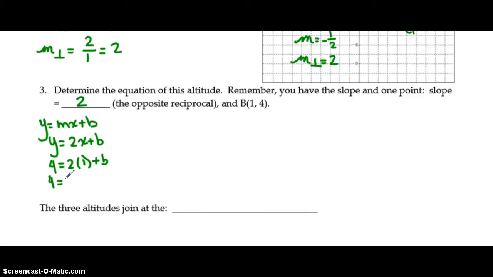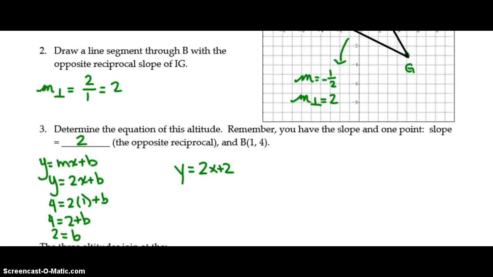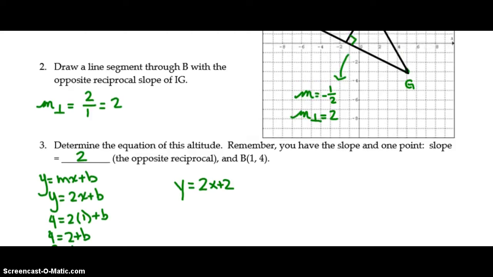2 times 1 is 2. And if you subtract 2 from both sides, b is equal to 2. So the equation of this altitude is y equals 2x plus 2. And that's how you find the equation of an altitude. If any of that was unclear, once again, make note of it somewhere in your notes and ask your teacher in the next class.